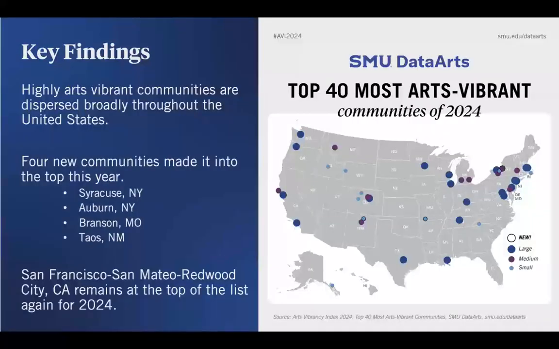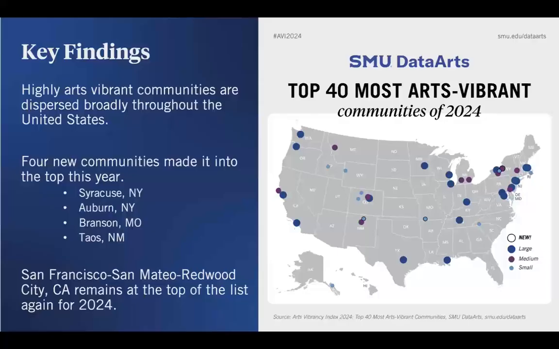As in our previous years, the data shows that highly vibrant art communities are dispersed broadly throughout the United States. From urban centers to rural communities, every region of the country has vibrant art communities, and that really shows up in this report. I'll point out that we had 4 new communities listed in this past year's ABI. So I want to call them out.